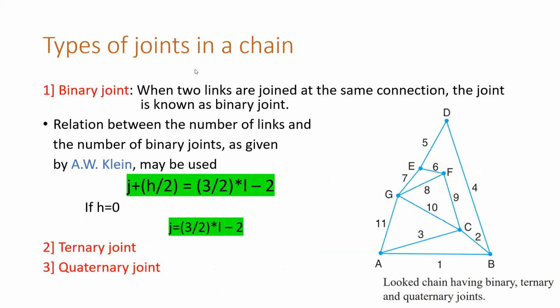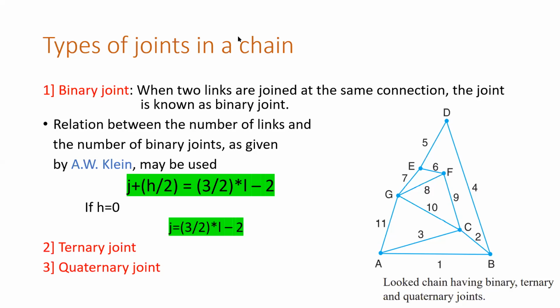Next is types of joints in a kinematic chain. Depending on how many links are connected at one joint, that joint is classified as a binary joint, then a ternary joint, and then a quaternary joint. So what is a binary joint? When two links are joined at the same connection, the joint is known as a binary joint.